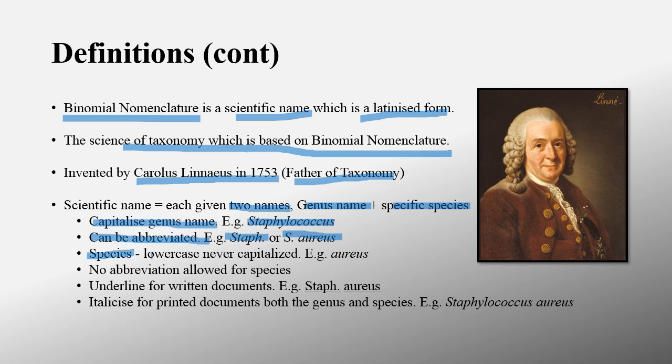The second name is the species. The species name should be lowercase and never be capitalized, for example, aureus. This second name also shouldn't be abbreviated. When you're writing in a document by hand, it should be underlined, as shown here. And if it's a printed or typed document, it should be italic, as shown here.